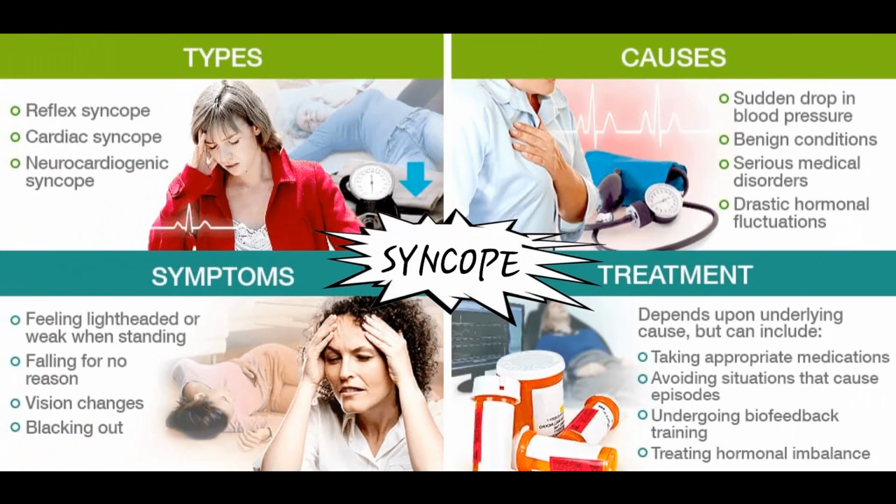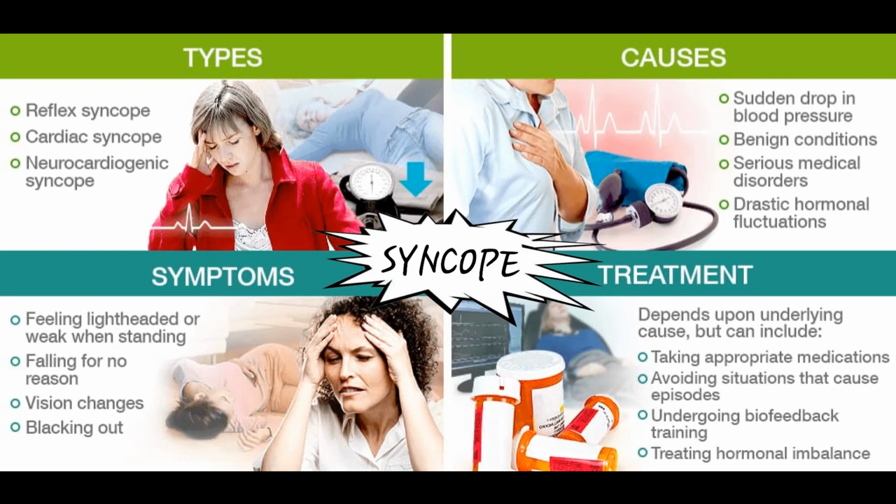Syncope. Syncope, or otherwise fainting, is when a person loses consciousness and muscle strength. The characteristics of syncope include regaining consciousness quickly without a long-lasting duration, followed by spontaneous recovery. It is also stated that no resuscitation is needed. There are three major types of syncope. They include reflex syncope, cardiac syncope, and neurocardiogenic syncope.